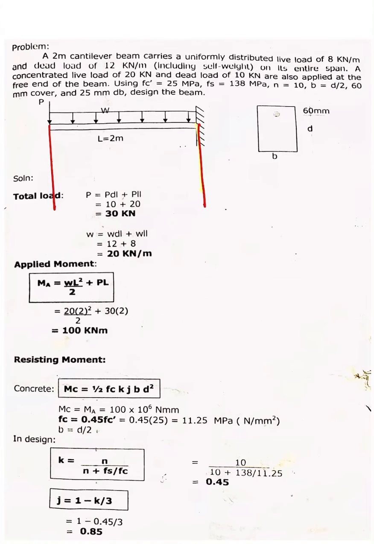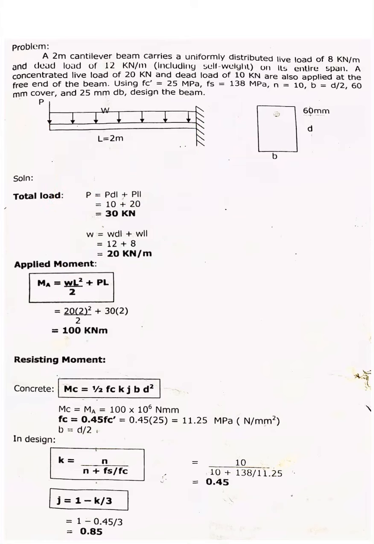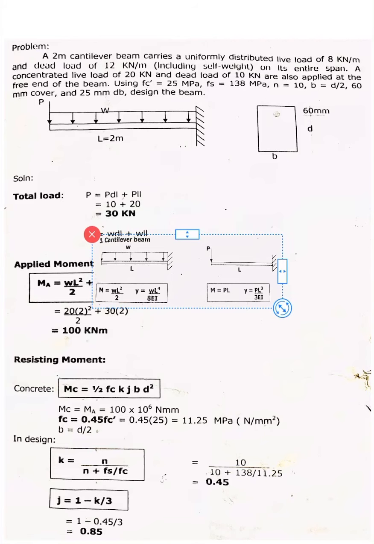shear and moment diagram. Okay, using shear and moment diagram, you have the shear, and then you have the moment. I think that's one. Okay, so you can solve for the maximum applied moment using shear and moment diagram, or you can use the notes. I already assigned to you the maximum moment for cantilever beam.